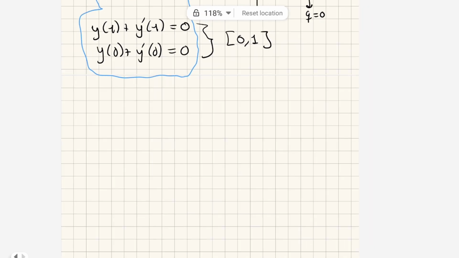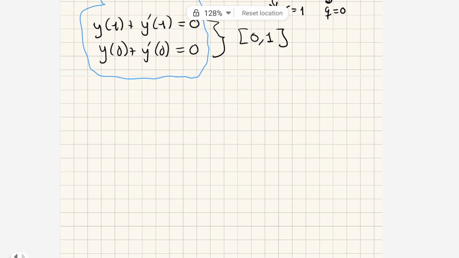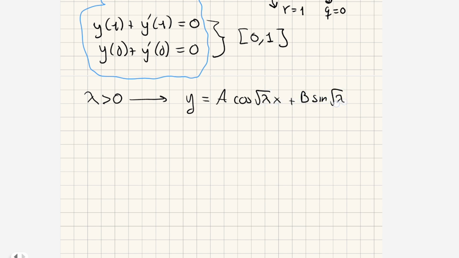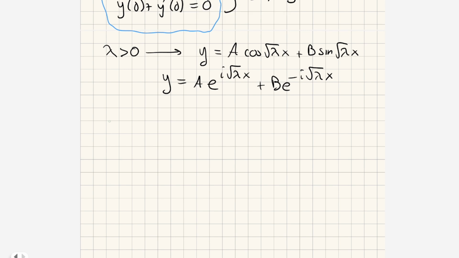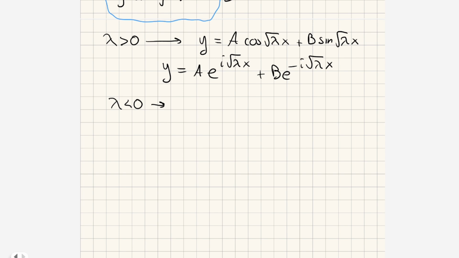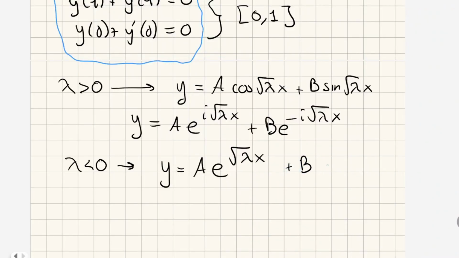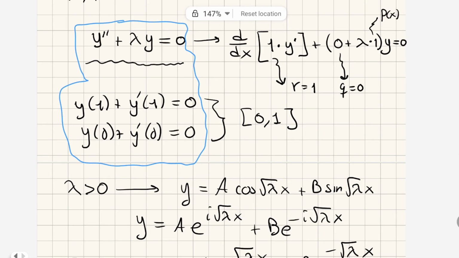Okay, perfect. So with this, we have defined an example of the Sturm-Liouville problem. And just remember that the solution for this problem will depend on the value of lambda. If lambda is greater than 0, the solution is of the form y equals a cosine of the square root of lambda x plus b sine of the square root of lambda x. And in the exponential form, y is equal to a e to the i square root of lambda x plus b e to the negative i square root of lambda x. And in the case where lambda is less than 0, the solution is of the form y equals a e to the square root of lambda x plus b e to the negative square root of lambda x. Okay, perfect. Just to give you the solution of this example of the Sturm-Liouville problem.